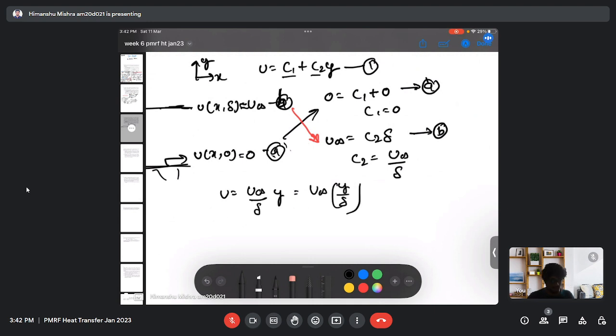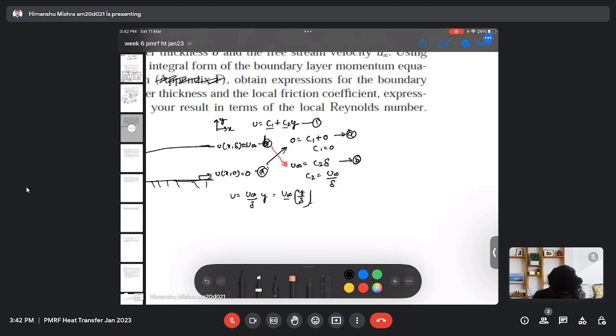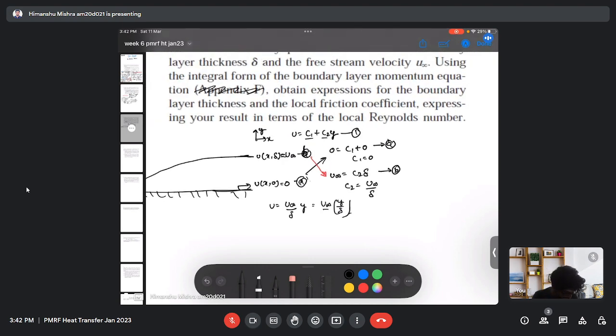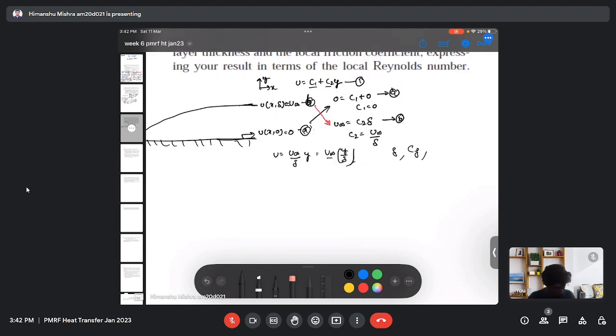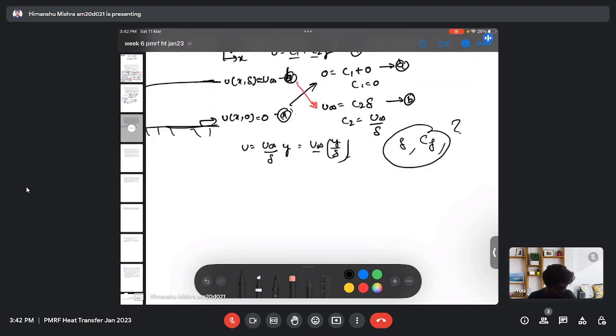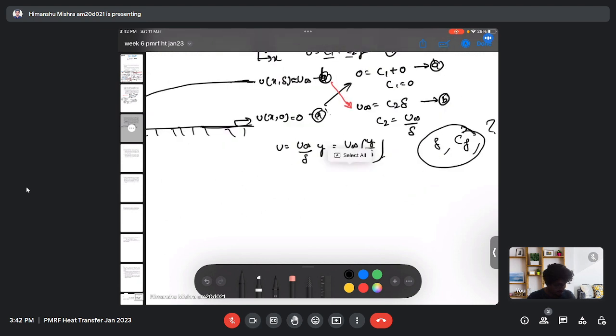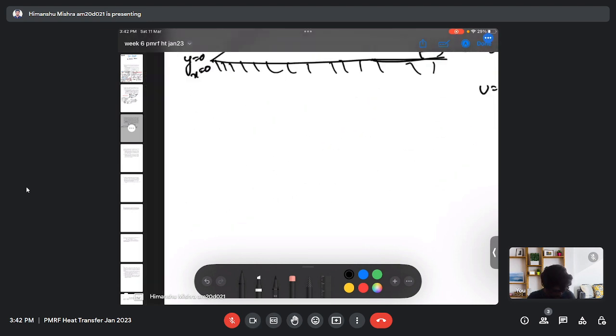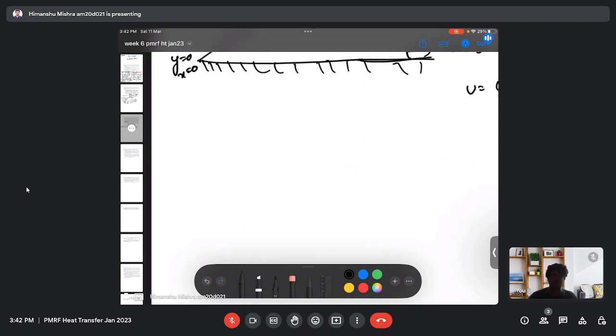So this will be my velocity profile in terms of u infinity and delta. Now we need to determine the boundary layer thickness, which is delta, and the local friction coefficient, which is CF. That's it. So these are the unknown quantities here. To determine the boundary layer thickness, we will be using the momentum integral equation. You can find this in any fluid mechanics textbook in the boundary layer concept.